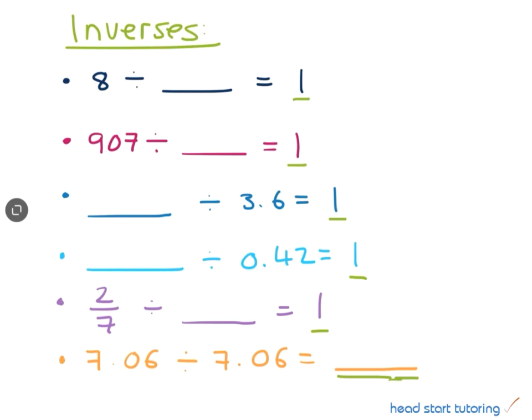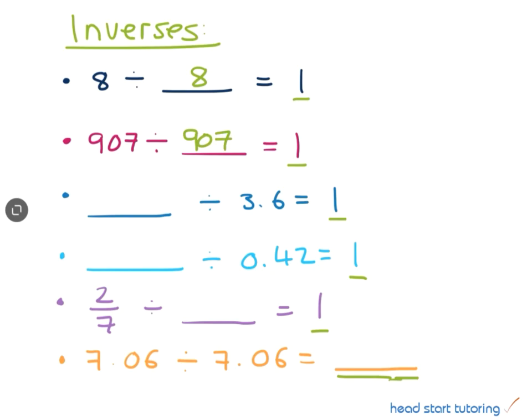So what number do I need to divide 8 by in order to get an answer of 1? We know that we need to divide any number by itself in order to get an answer of 1. So these will be very straightforward. 8 divided by what gives you 1? 8 divided by itself gives you an answer of 1. 907 divided by what will give you an answer of 1? 907 divided by itself will give you an answer of 1.